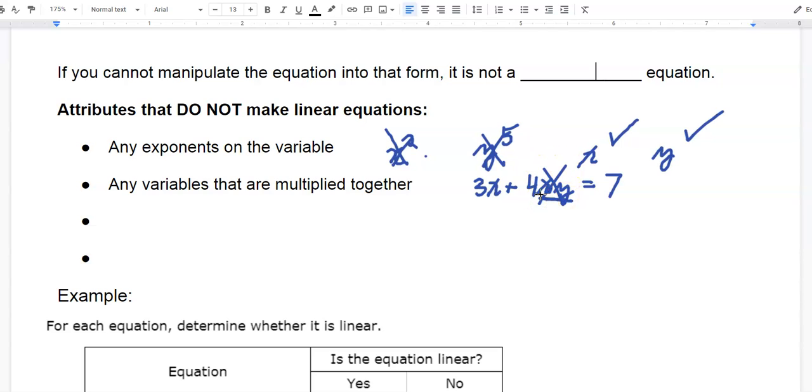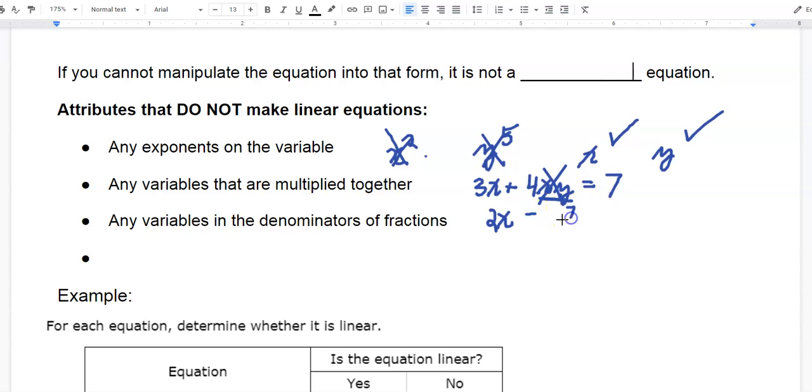That makes it nonlinear. The next attribute that would make something nonlinear would be any variables in the denominator of fractions. So if you're coming through and you've got an equation where you've got, say, 2x minus 7 over y. That's a y there. Equals 13. You got a denominator that has a variable in it. That's going to mean that is not a linear equation. It's going to make a line, but it's not going to be a straight line. That is a nonlinear equation.